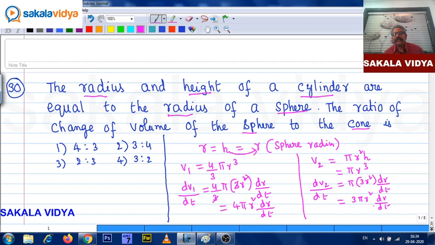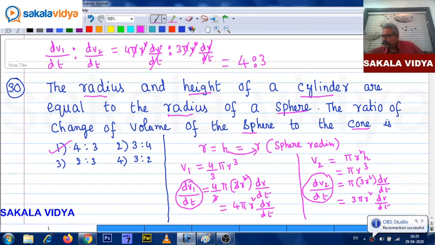So now we need to find the ratio between this one and this one. That means dV1/dt is to... okay, now you will be getting, I think so. Wait now. I will check.